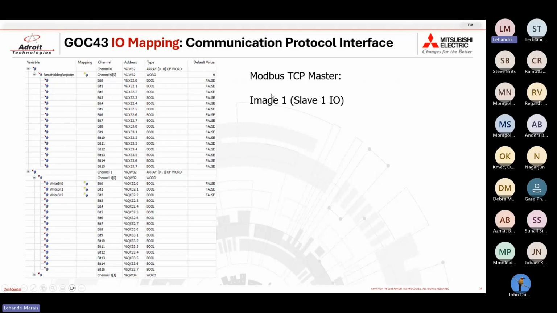Here I have the GOC as a Modbus TCP master, and I have configured a slave to read a single holding register as well as write two holding registers. As you can see, the reading is assigned to an input word, and the writing is assigned to two output words. That is due to the fact that I configured it to write two holding registers and only read one holding register.